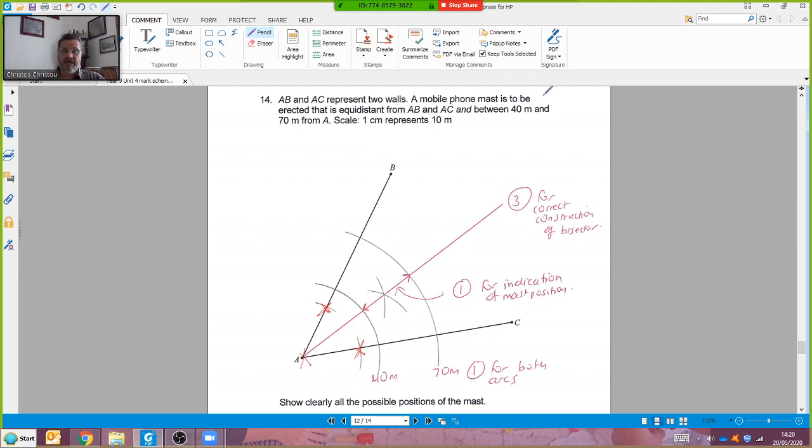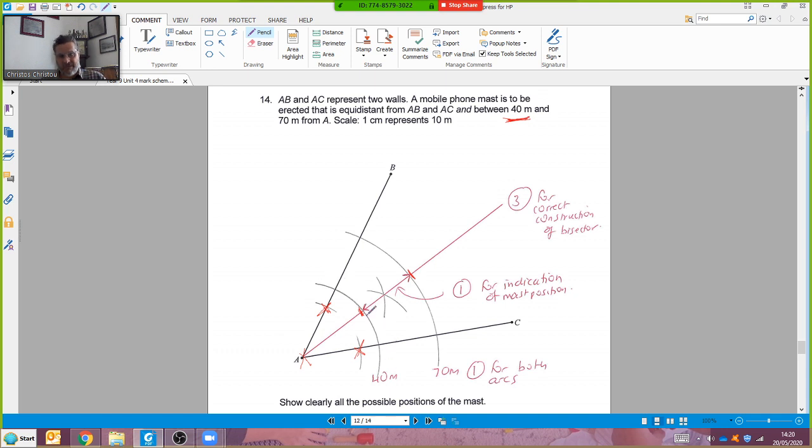Now there's another twist to it. This mast has got to be between 40 and 70 meters. Now you're forgiven if you picked up your ruler and went little mark, yeah, that's where the 40 is, little mark, that's where the 70 is. Still a bit sloppy for grade 5 loci questions. Like I taught you in class, you pick up your compass, you open it out to a radius of 4 centimeters, because it's 40 meters. So opening out to 4 centimeters and just swish it through.